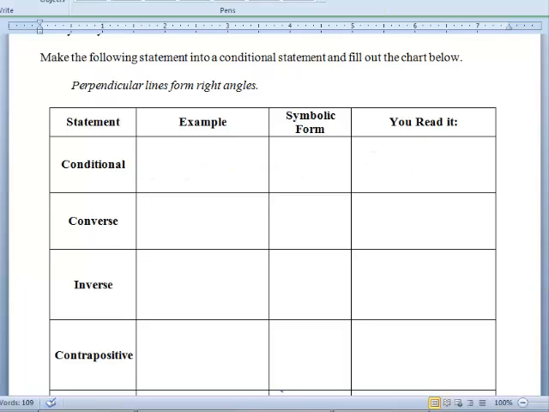The conditional statement becomes, if lines are perpendicular, notice we had to switch perpendicular and lines, the words, to make it make sense. If lines are perpendicular, then they form right angles. The symbolic form of conditional statements is P arrow Q, and so we would read that, if P, then Q. Okay, you fill out the rest of this chart and bring that to class tomorrow.